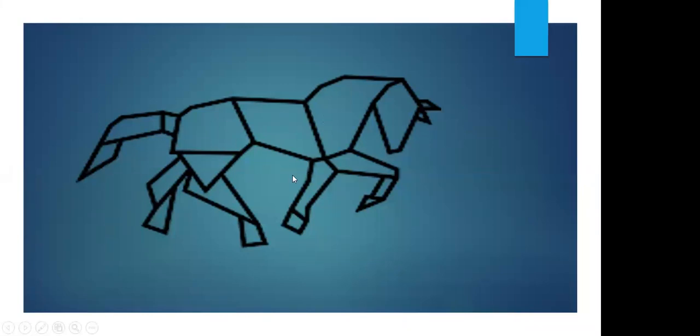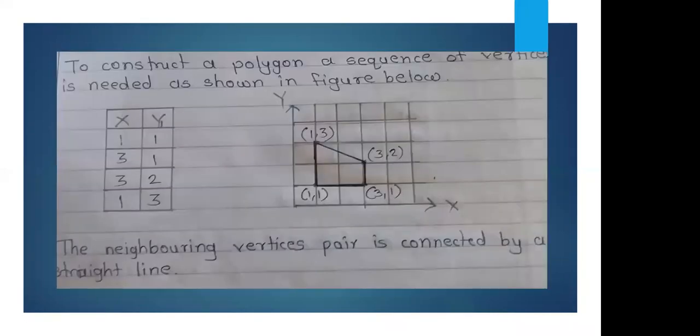That means it is the basic diagram drawn before creating the game or creating its 3D animation. Before that, it just looked like this, made by using different polygonal shapes. So this is one example. To construct a polygon, a sequence of vertices is needed.